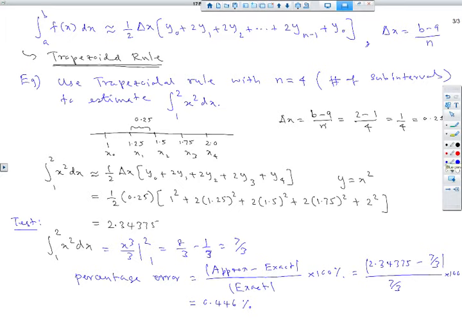So the next example: use the trapezoidal rule with n equal to 5 to estimate the integral from 0 to 1 of e to the x squared dx.